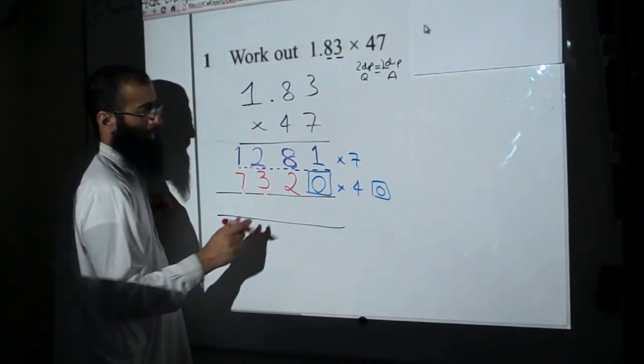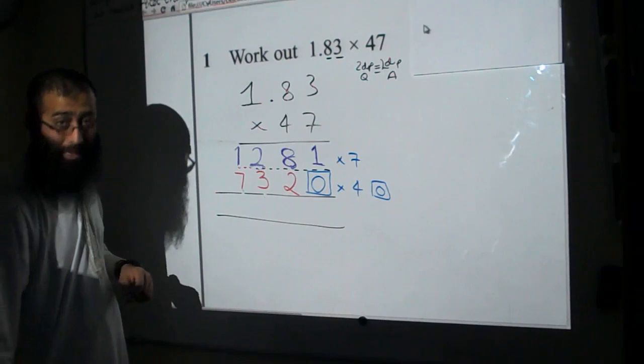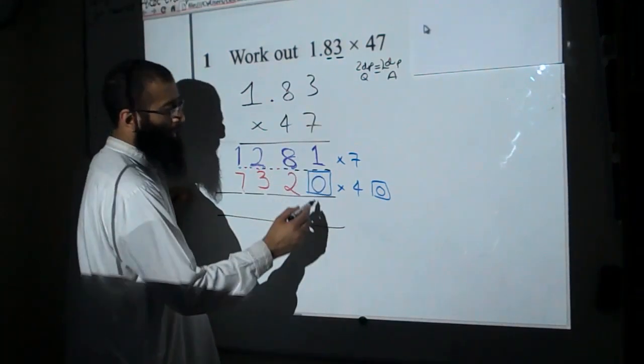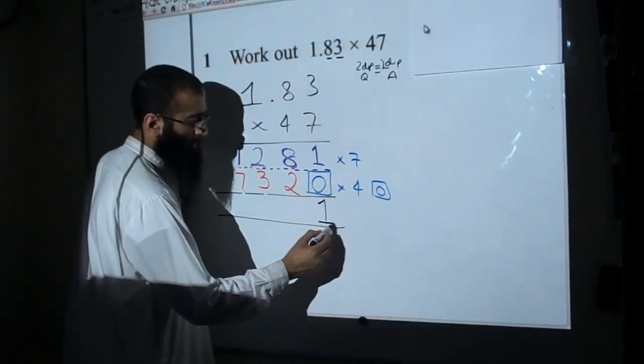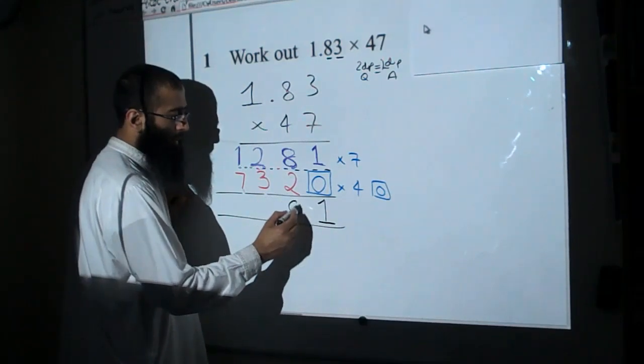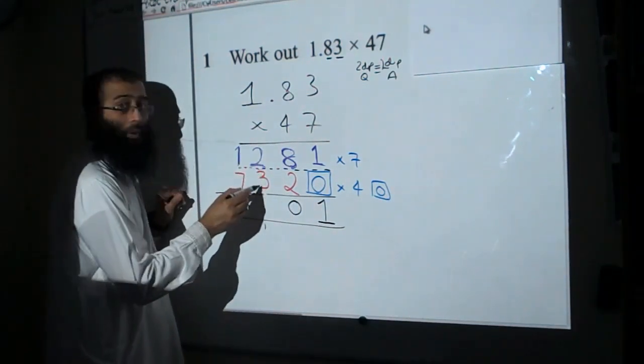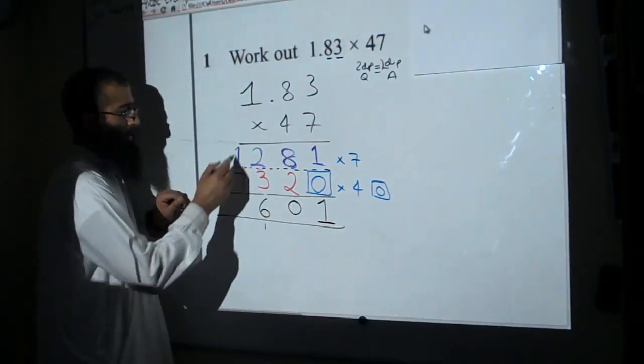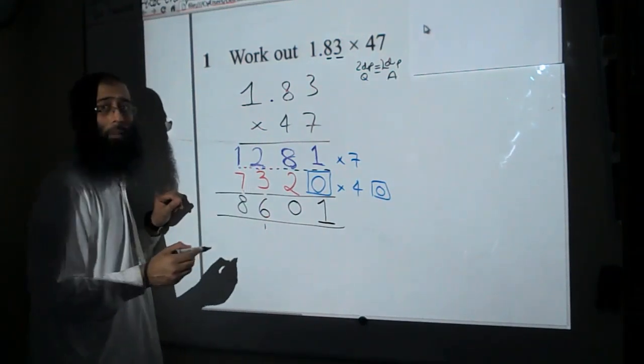Right, so the final bit we're going to add them up. 1 add nothing is 1. 8 add 2 is 10. 2 add 3 is 5 and 1 is 6. 1 add 7 is 8.